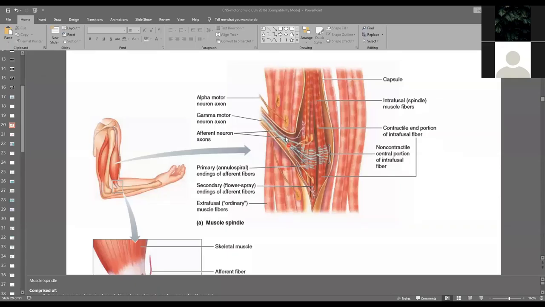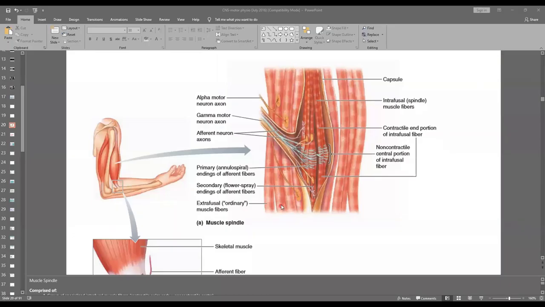Now you know that it's the extrafusal fibers which are responsible for the contraction of the whole muscle, and I am using the word whole repeatedly. Okay, this has an implication which will be evident in a bit. So the whole muscle contraction is responsibility of extrafusal fibers.